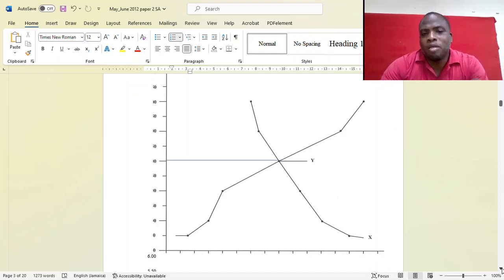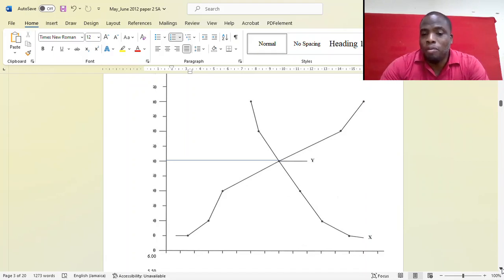We know the demand curve slopes from top left to bottom right. For the supply curve, it is from top right to bottom left. And so X is the demand curve. Now, this is a misconception of students. When you look at a point, that point Y, we consider that to be the equilibrium point.